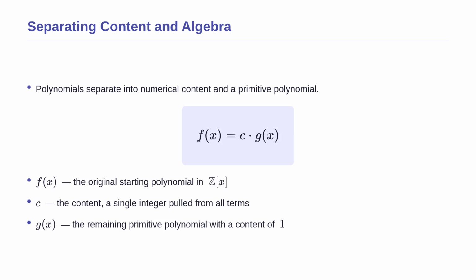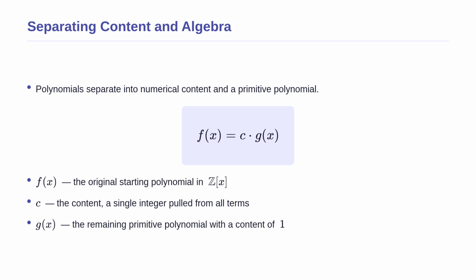This separation we just discussed can be expressed with a very simple but powerful formula. We write f of x equals c times g of x. Conceptually, this formula splits our factorization problem into two much easier tasks. The symbol f of x represents our original starting polynomial with integer coefficients. The symbol c represents the content, which is a single integer pulled out from all the terms. Finally, the symbol g of x represents the remaining primitive polynomial, which now has a content of exactly 1.